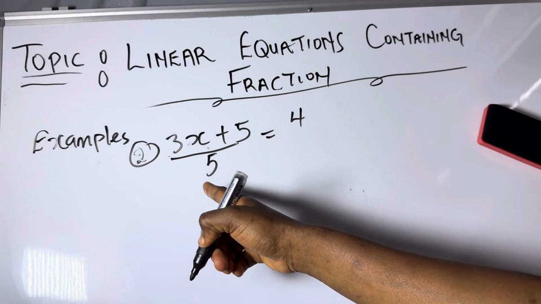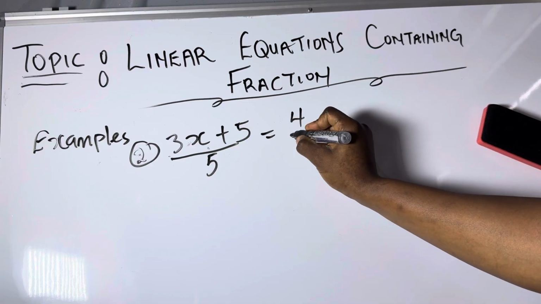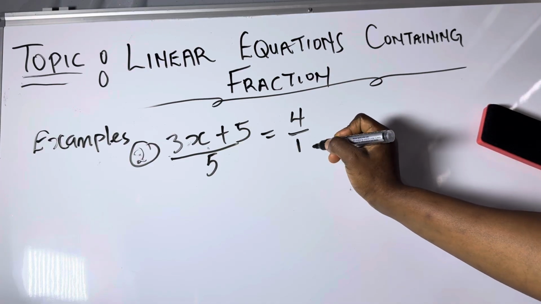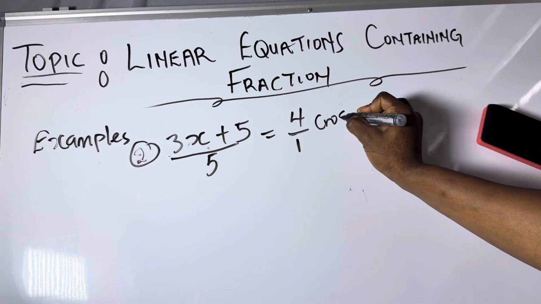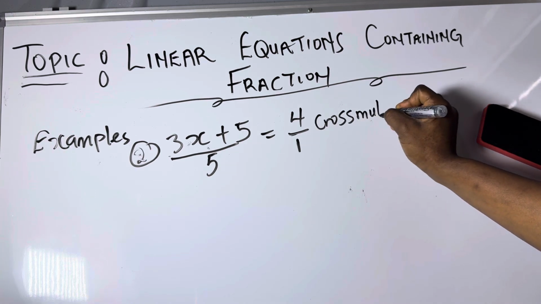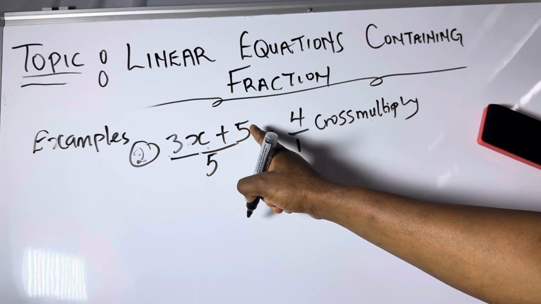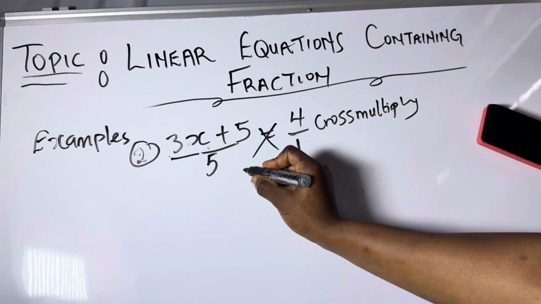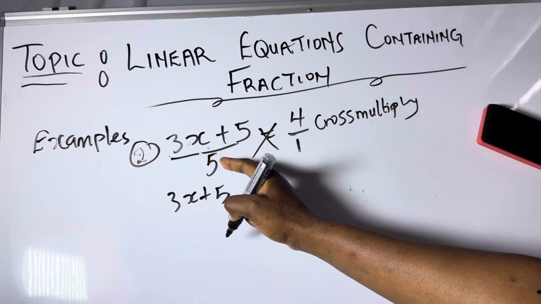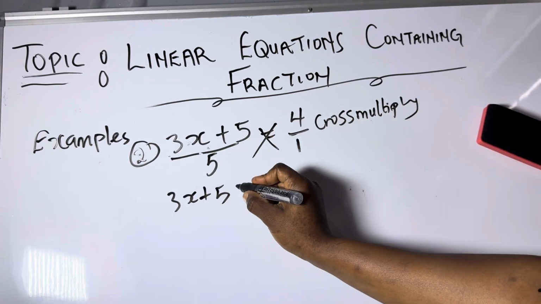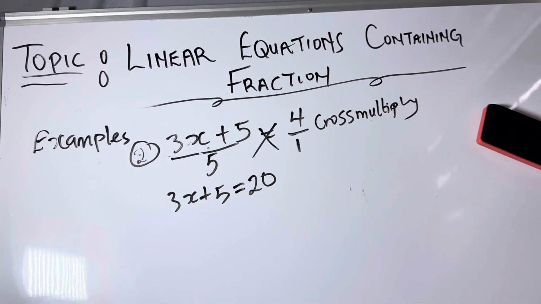Now, here in this case, this is also over 1. It can be written as over 1. You cross multiply, by saying 3x plus 5 multiplied by 1, that's 3x plus 5, equals 5 times 4, which is 20.